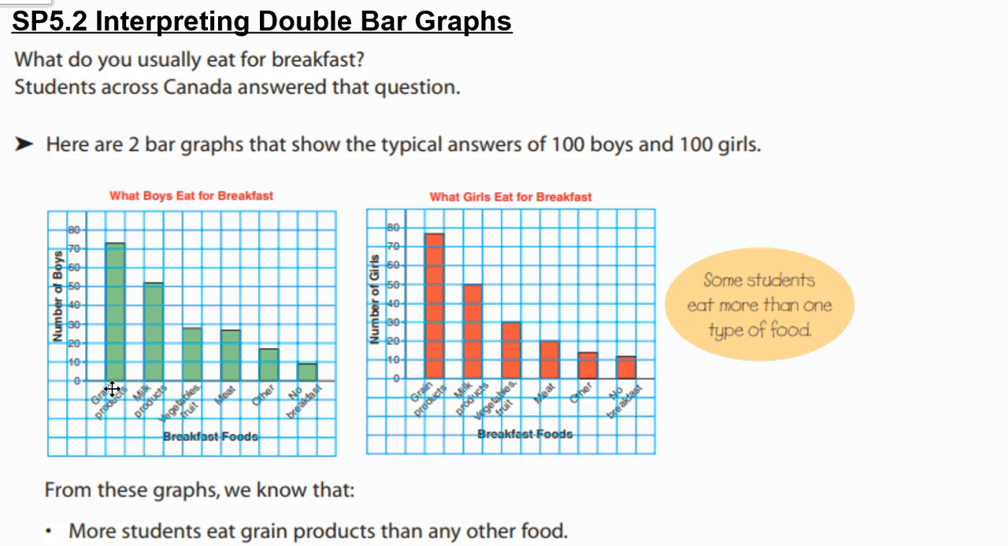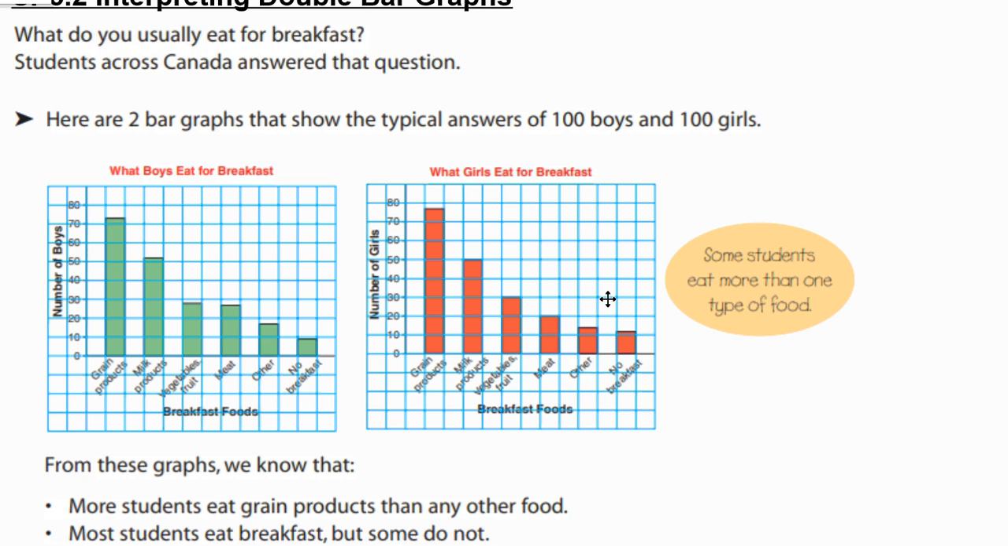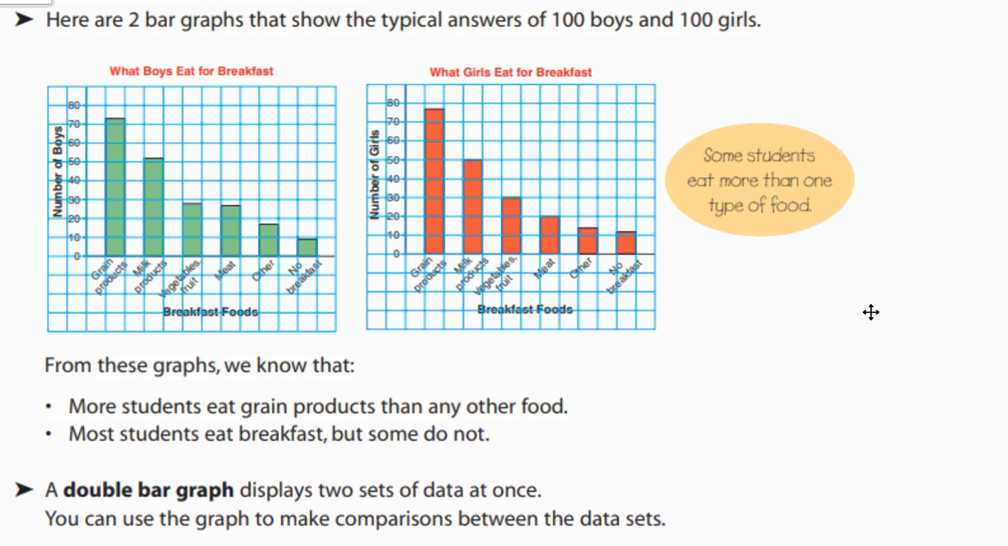So for example, on this one here, it's above 70, but less than 80. So when I look at this, I know that I have to be somewhere probably about 73, 74 maybe. And so I'm doing a bit of guessing. So we can make some assumptions or get ideas from this graph.